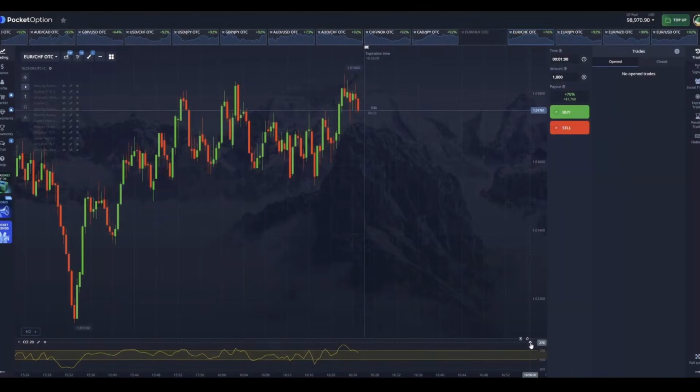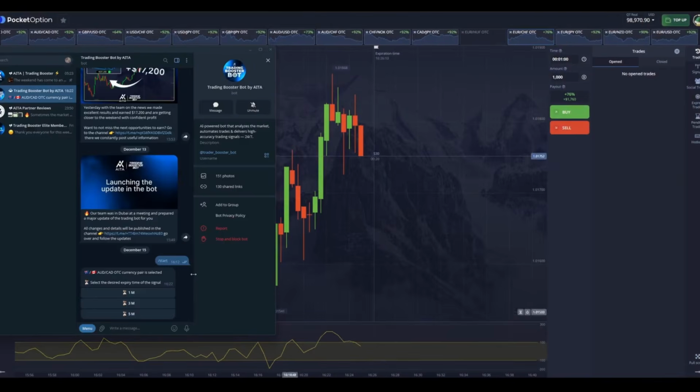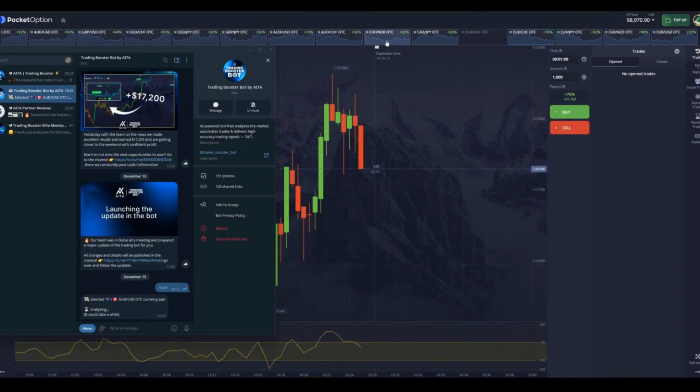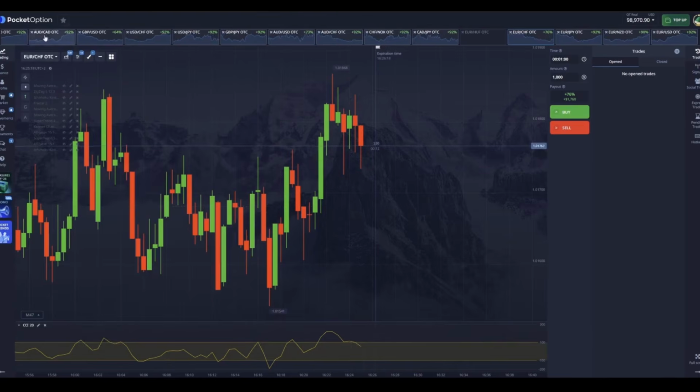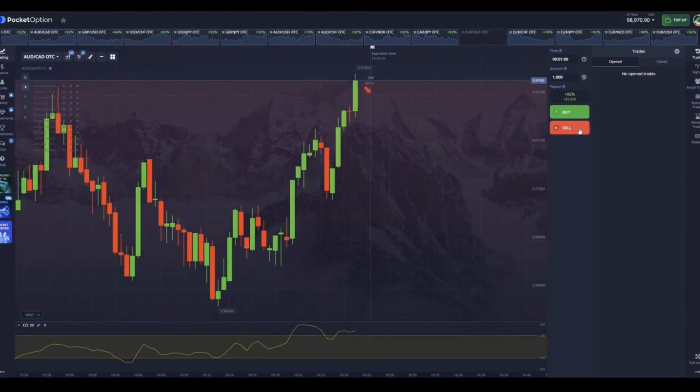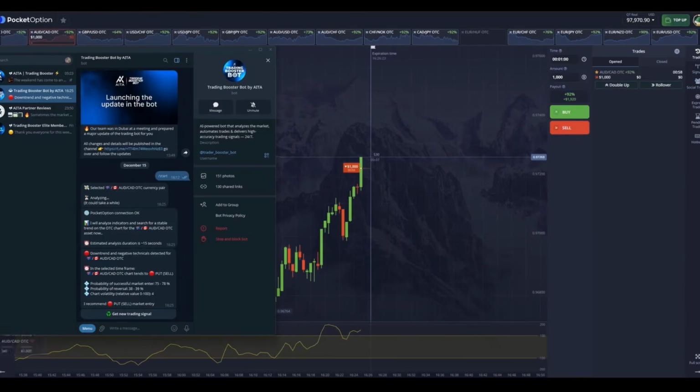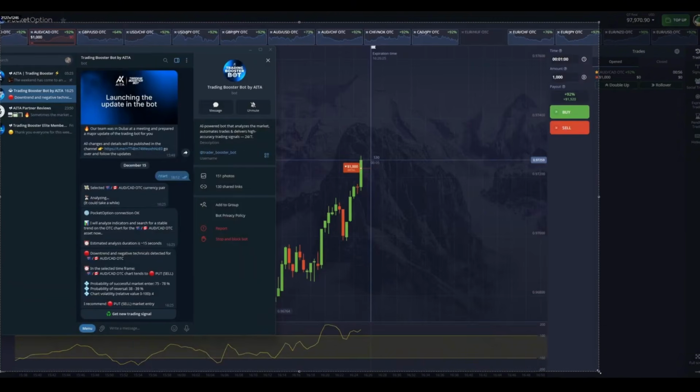Let's try to do an analysis on another currency pair. Since I've already chosen the Australian and Canadian dollar, let's go with that one. We have a sell signal. From here, we can actually open a sell trade. So look, all our factors are lining up. We can see that on the Australian and Canadian dollar currency pair.